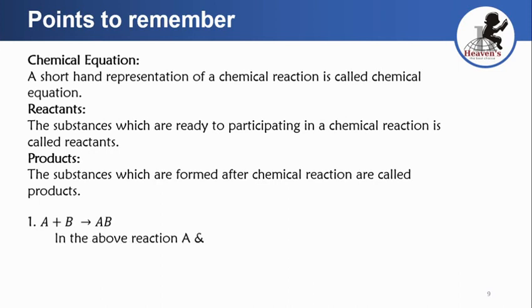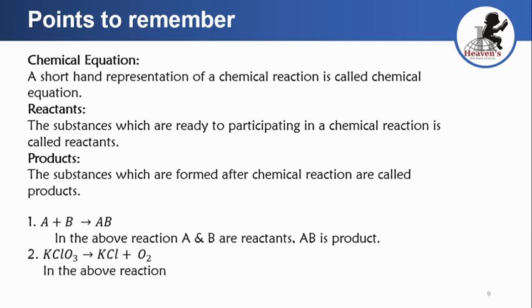Here we have an example. A plus B gives rise to AB. In the above reaction, A and B are called reactants and AB is called product. Okay. Here one more equation. KClO3 gives rise to KCl plus O2. In the above reaction, KClO3 is a reactant, KCl and O2 are products.